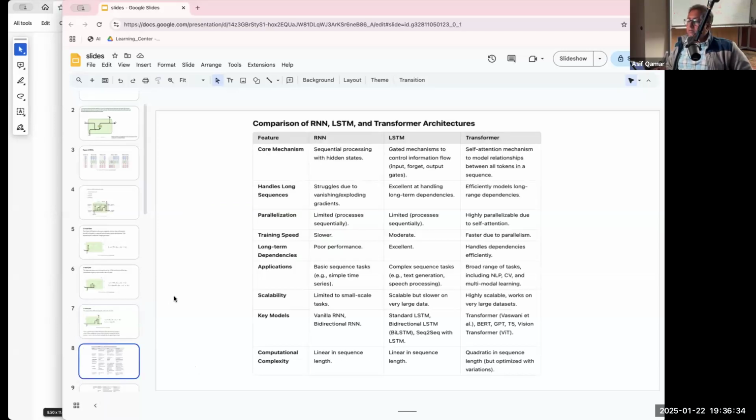let's think a little bit about the architecture of these different networks, right? So these are the comparisons. The important thing in my mind right now, before we go to the new neural network, is to understand a little bit of comparison between the RNN, LSTM, and transformer, right? Let's focus on a few things here.